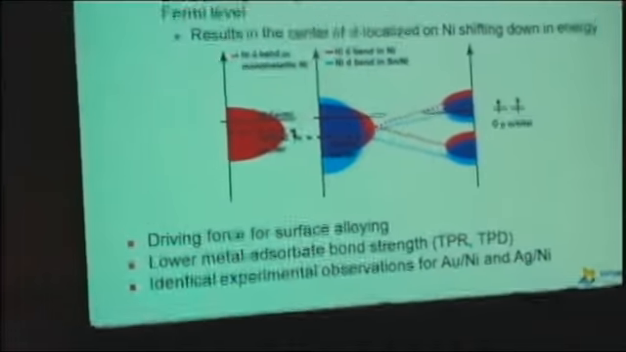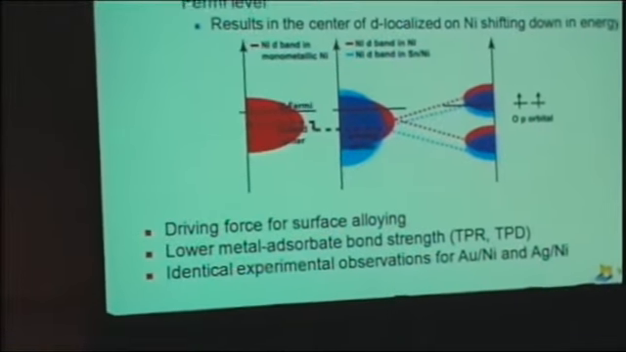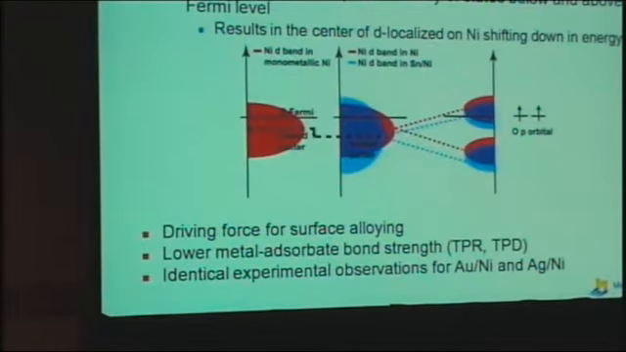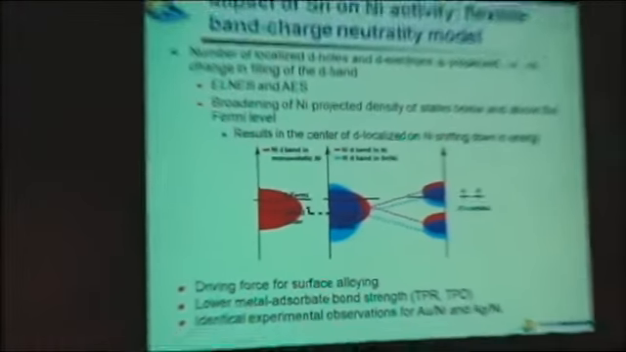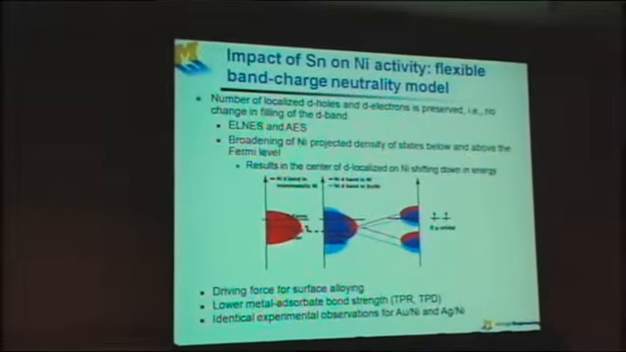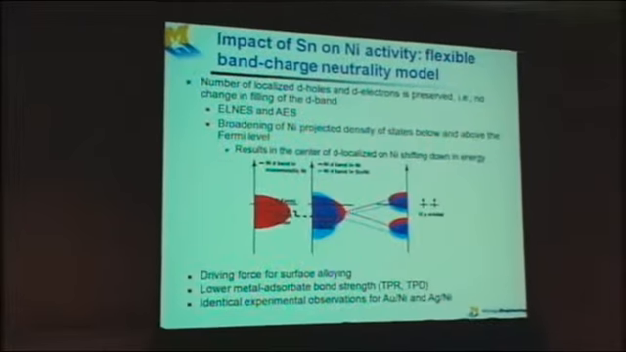And the reason is when you interact an adsorbate with these d states, bonding and anti-bonding states are formed. These anti-bonding states basically sink down below the Fermi level, and you have more electrons in the anti-bonding state, you weaken the bond. So this was the observation that we made for nickel, and we also did similar studies for Ag nickel and Au nickel with the same story.